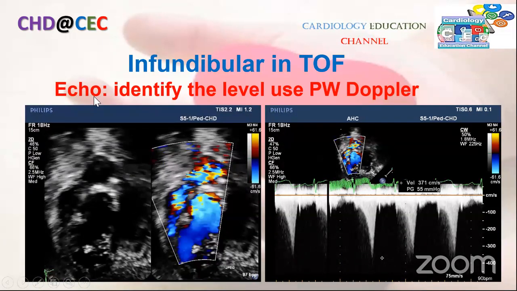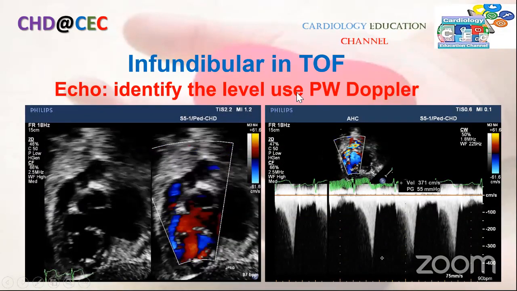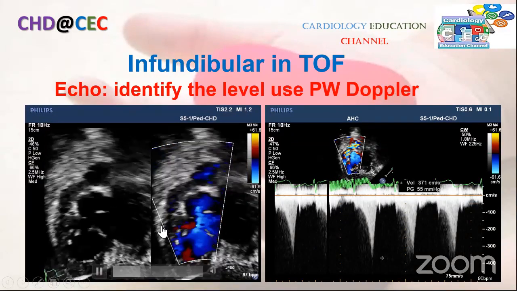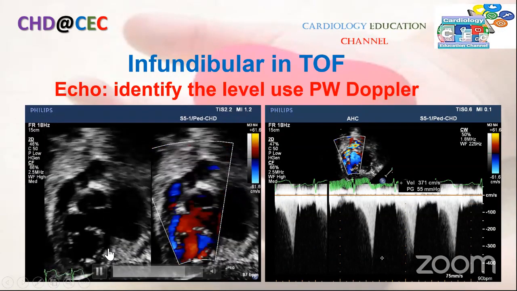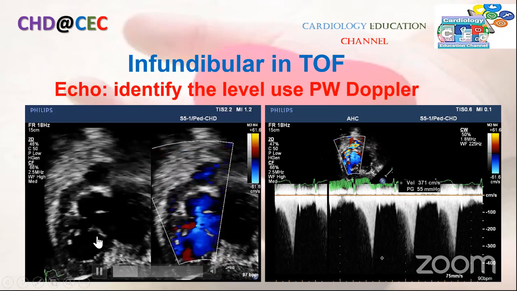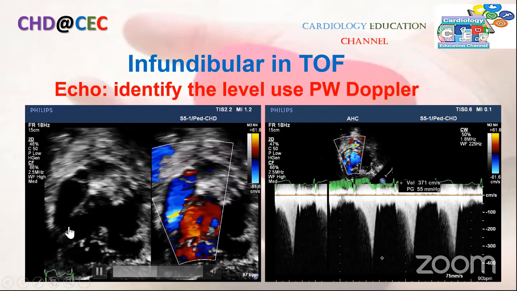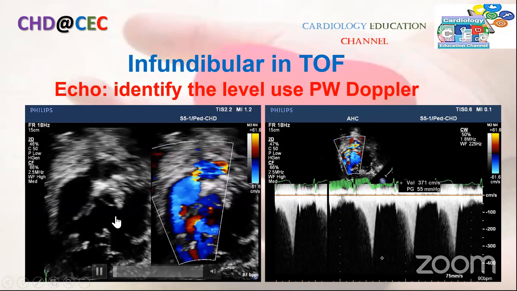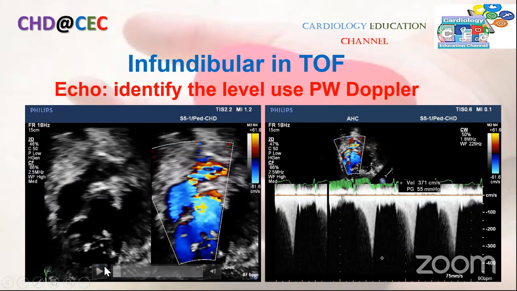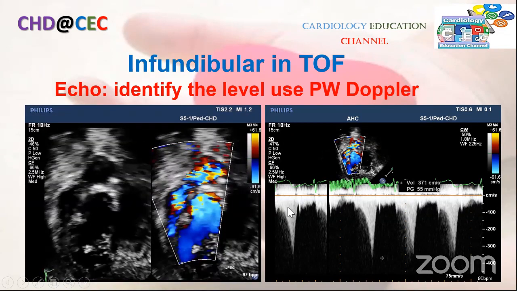Again, you should use the echo to identify the level, using the pulsed wave Doppler across the RVOT to check where the obstruction starts. Here, this is a subcostal view with left anterior oblique angulation, showing a dynamic infundibular obstruction in a case of Fallot. While using the Doppler, we can see the dagger-shaped pattern, which is characteristic for mid-cavitary or infundibular obstructions with late systolic peaking.